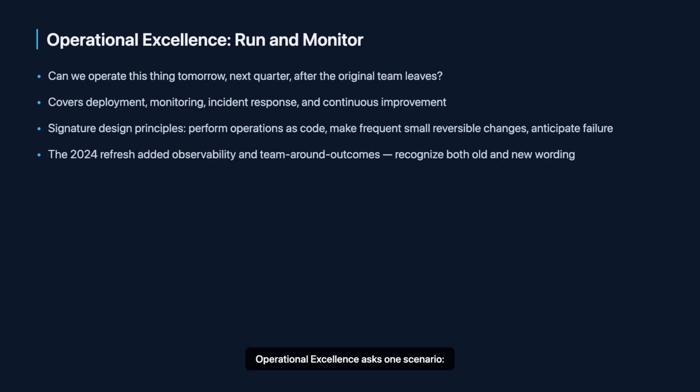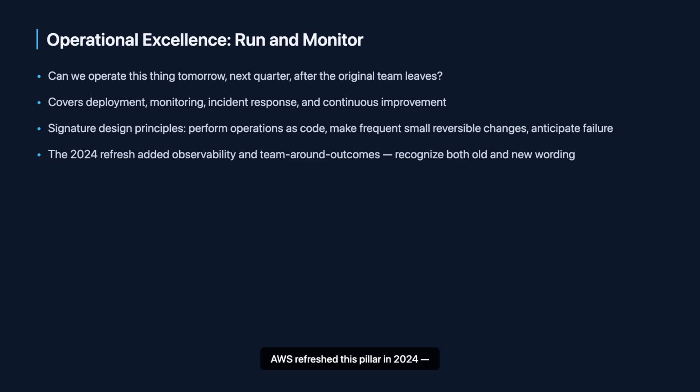Operational excellence asks one scenario: can we still operate this thing tomorrow, next quarter, and after the team that built it has moved on? It covers deployment, monitoring, incident response, and continuous improvement. The signature design principles are perform operations as code, make frequent small reversible changes, and anticipate failure.